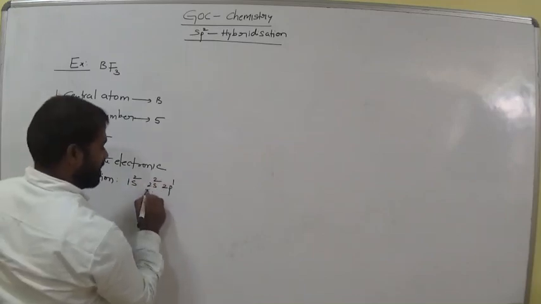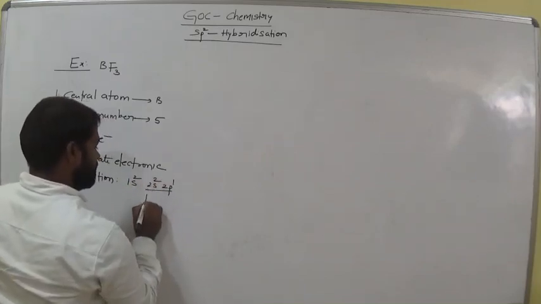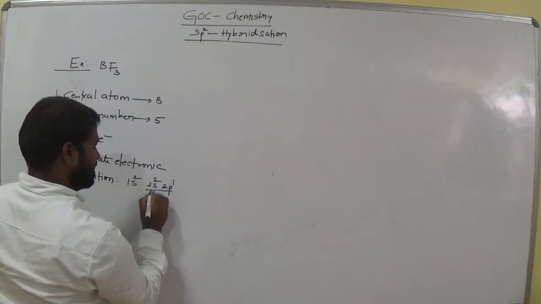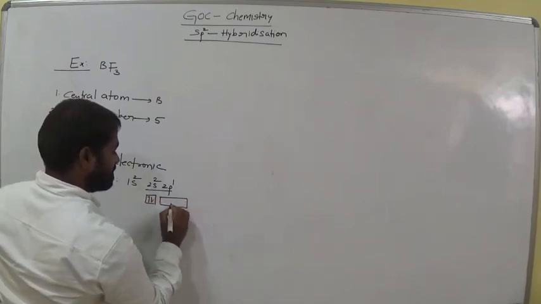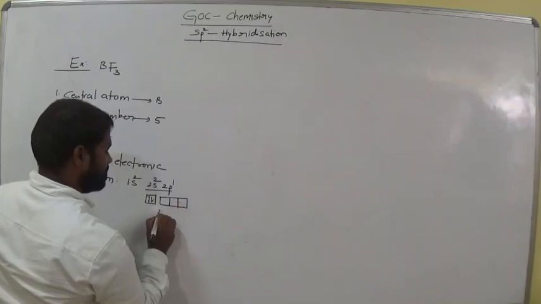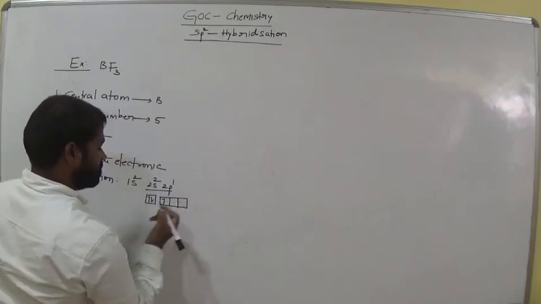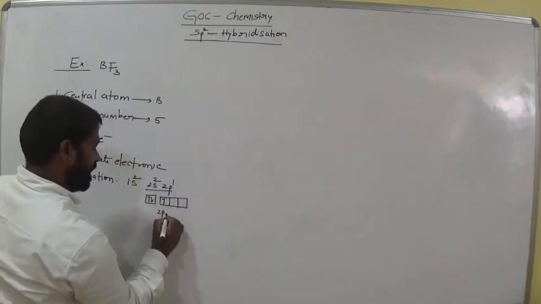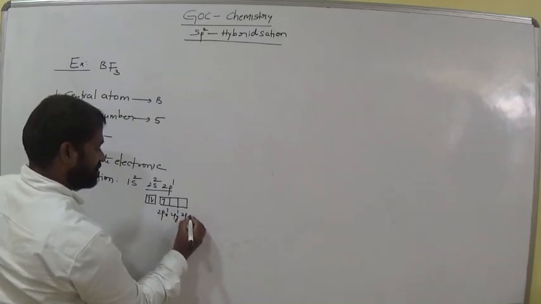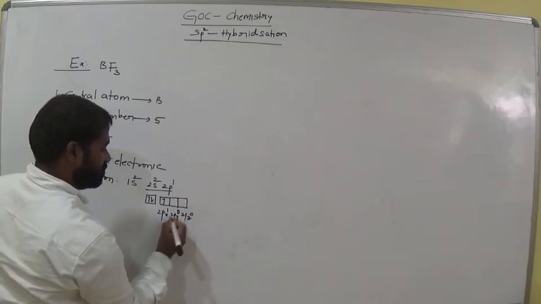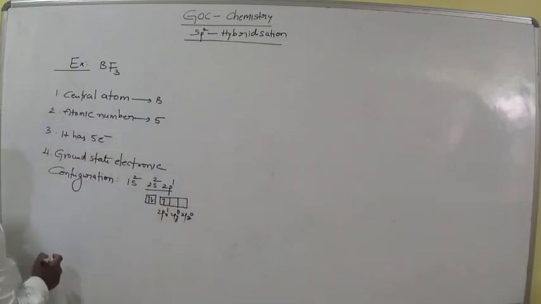This is the outermost valence shell. In 2s, how many electrons are there? 2 electrons. In p, we have 3 sub-orbitals. This is 2p: 2px1, 2py0, 2pz0. There is no electron in the other two.